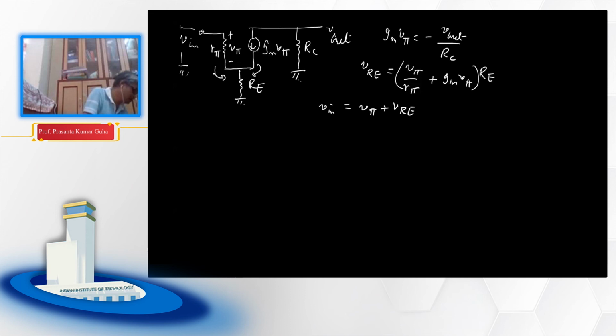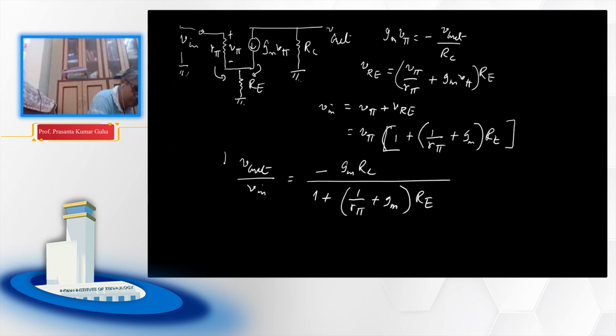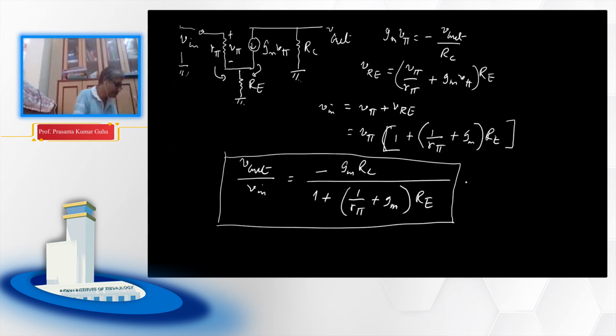So we can find V in as V pi plus VRE, and ultimately, if you put in the above equations, you can find out V out over V in is equal to minus gm RC over 1 plus (1 over r pi plus gm) into RE. So that's the final expression for the gain of such a circuit, where we have introduced this RE factor.